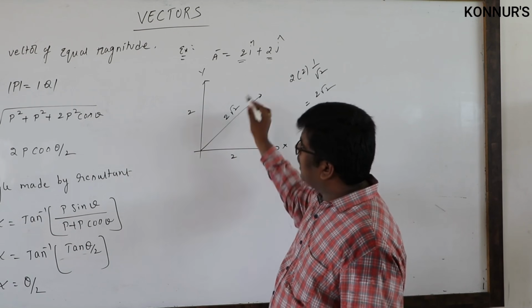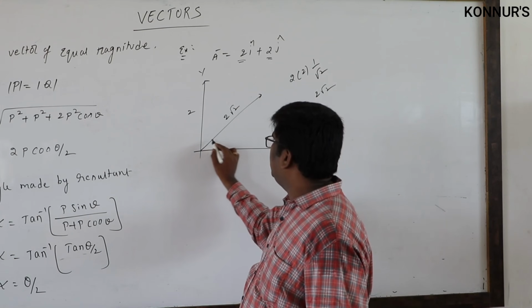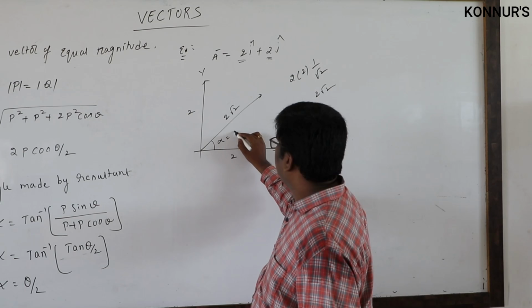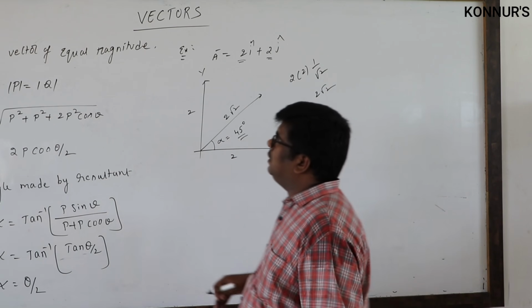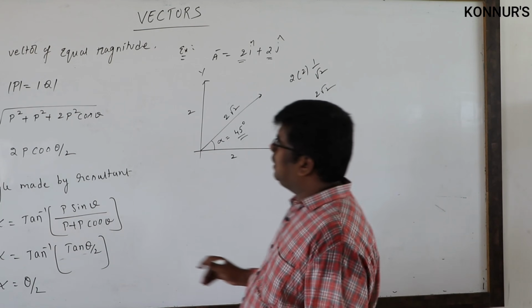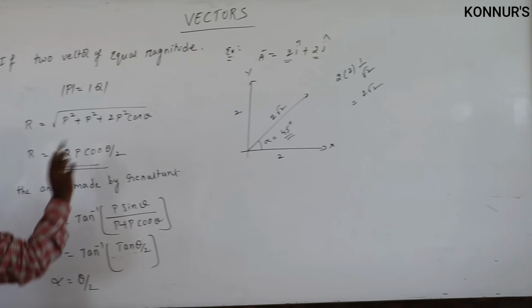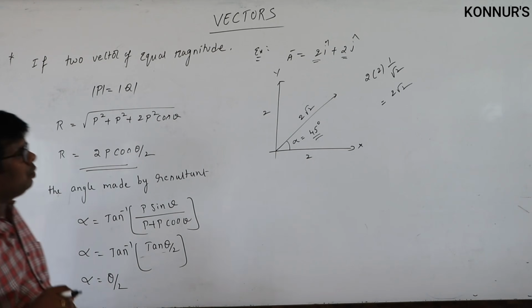And what is the angle? The angle, as I told you, is just theta by 2. Theta by 2 here means half of 90 degrees, so the resultant makes alpha equal to 45 degrees. Like that, if two vectors are equal in magnitude, you can take the resultant directly as 2p cos theta by 2, and the angle is half of the angle between the two vectors.